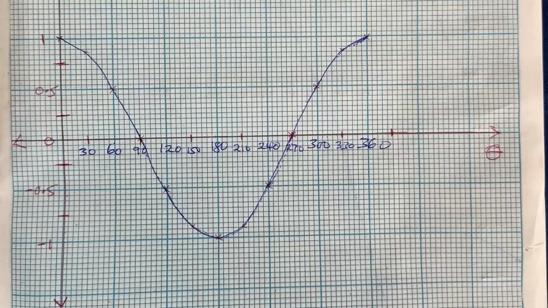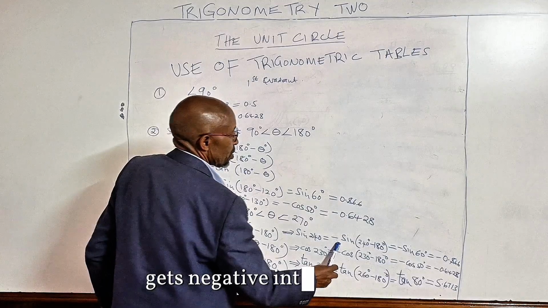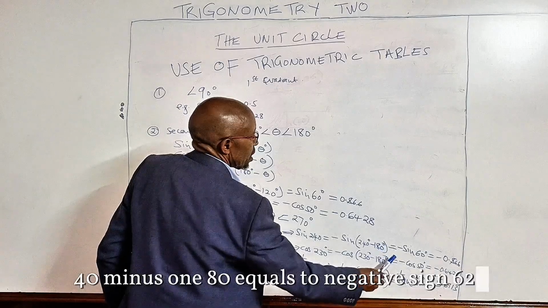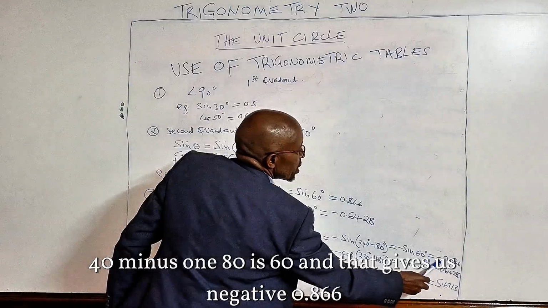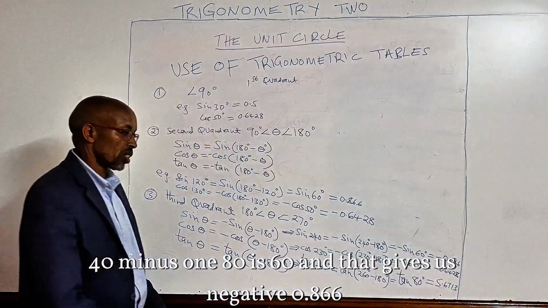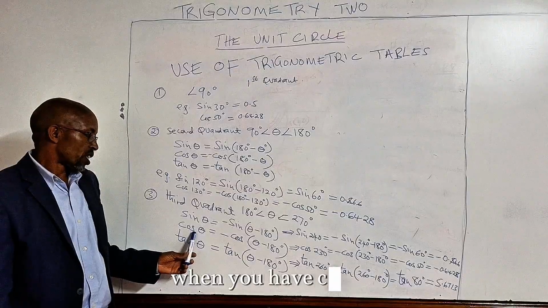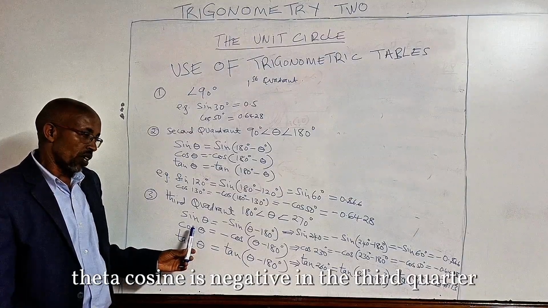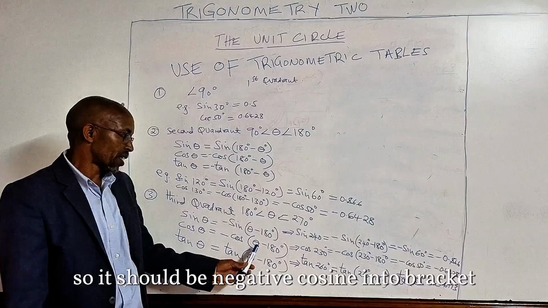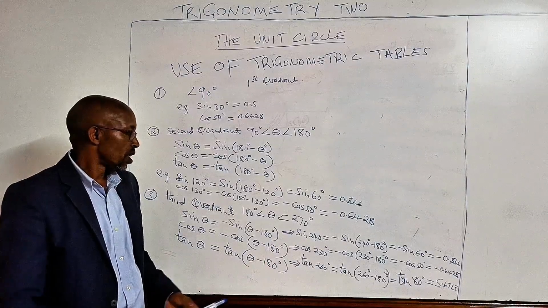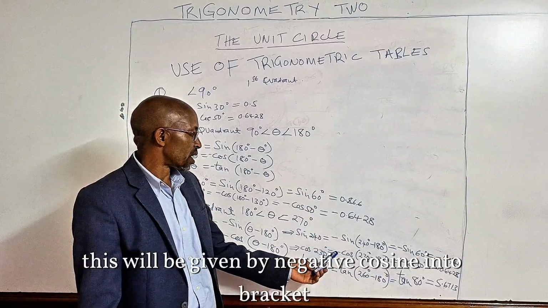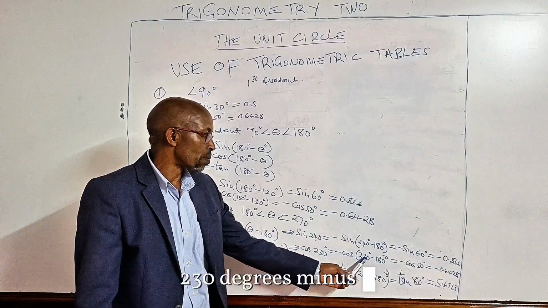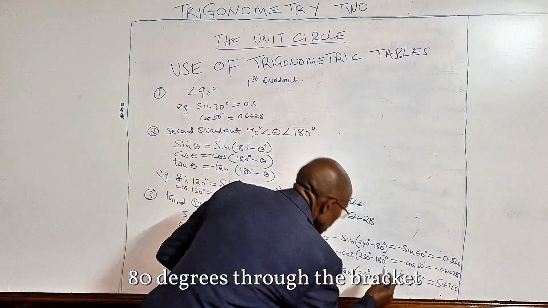which, when we have an example, sine of 240, we get negative sine into bracket 240 minus 180, equals negative sine 60. 240 minus 180 is 60, and that gives us negative 0.866. When you have cosine theta, cosine is negative in the third quadrant, so it will be negative cosine into bracket theta minus 180 degrees. For example, if you have a cosine of 230 degrees, this will be given by negative cosine into bracket 230 degrees minus 180 degrees. Close the bracket.